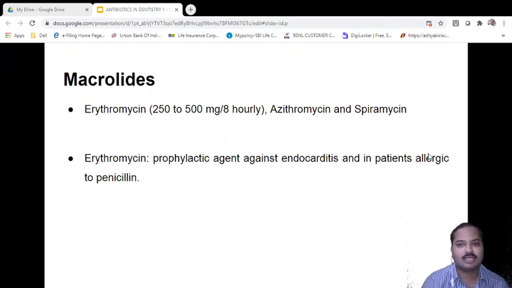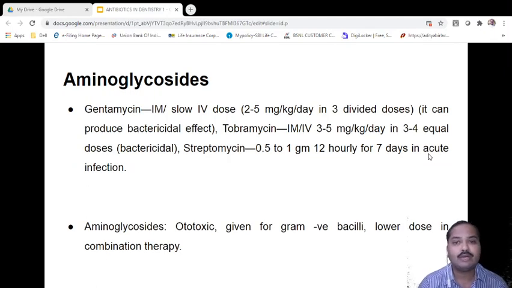Azithromycin and spiramycin have also been used as alternative drugs, and erythromycin has been utilized as an alternative drug for prophylaxis against infective endocarditis in patients who are allergic to penicillins. Now we come to aminoglycosides.